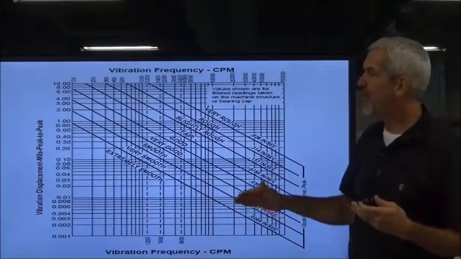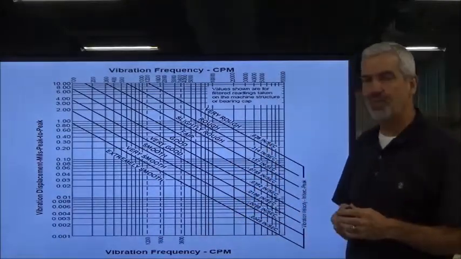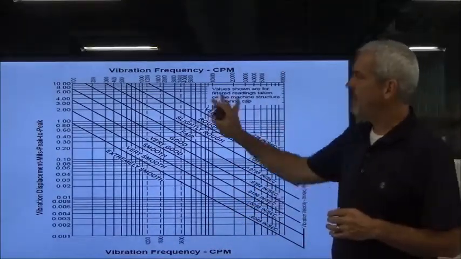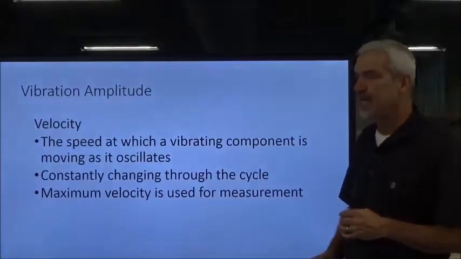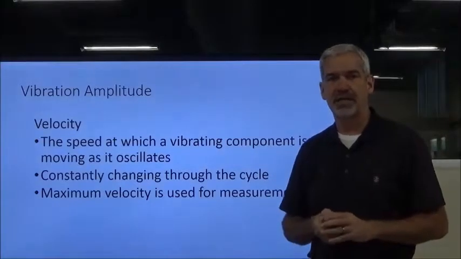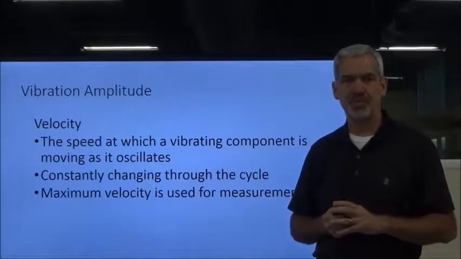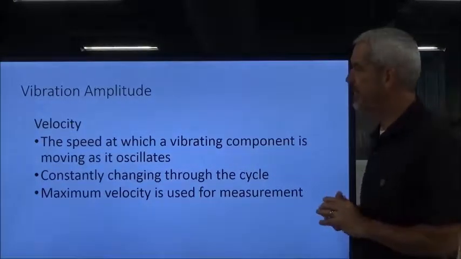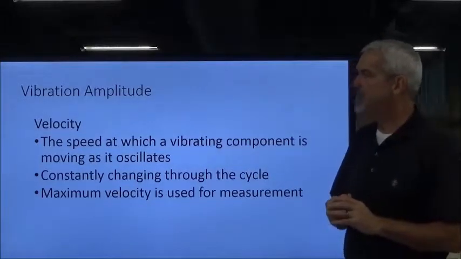It really depends on the application of the machine. We'll look more at that when you come into lab, but we'll take a look at that chart. The other component that makes up that spike that we see on our data collector or our software when we're analyzing the data in our offices is the velocity.